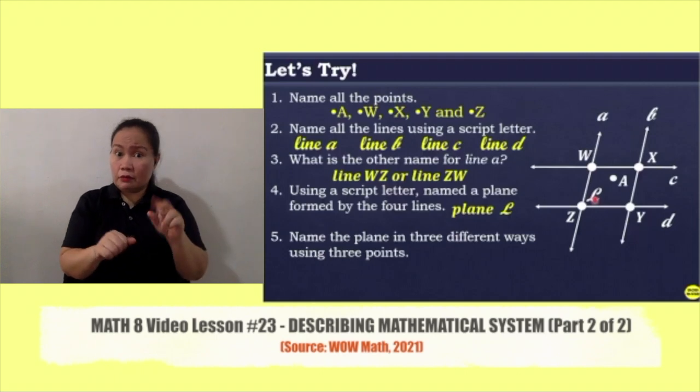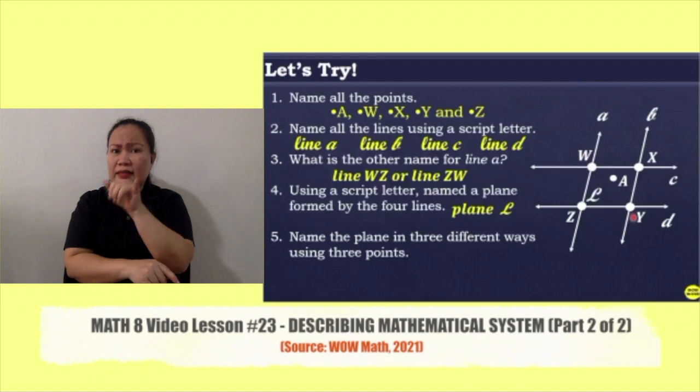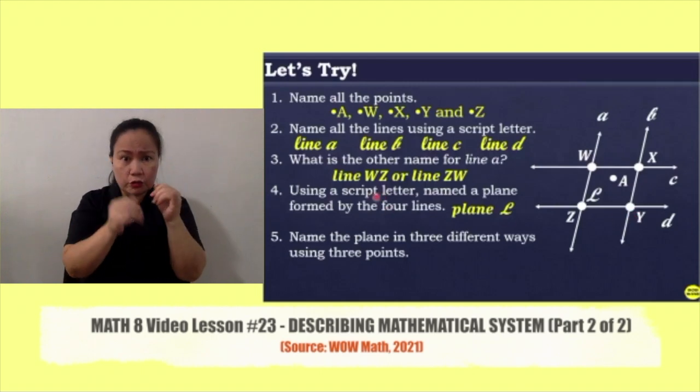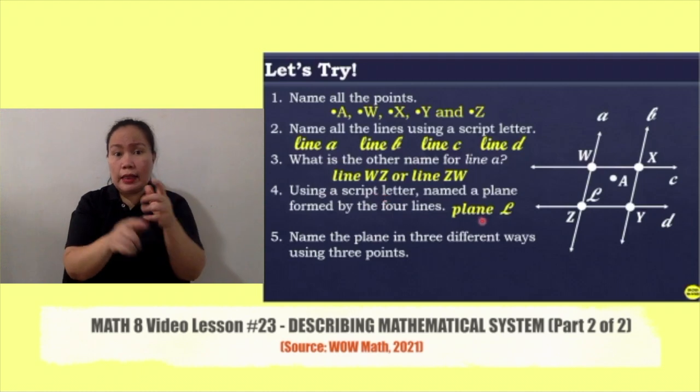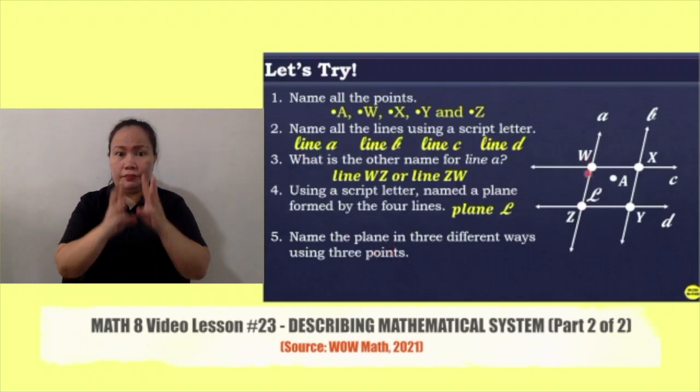Okay. So, ma'am, pwede po bang plane WXY? Sabi nyo po, pwede po yung 3 points. Yes, pwede po. Kaya lang, ang hinihingi niya po dito is gusto niya script letter. So, ito po ang sagot dyan. Next, name the plane in 3 different ways using 3 points. So, ito yung pwede mo siyang pangalanan in 3 points.